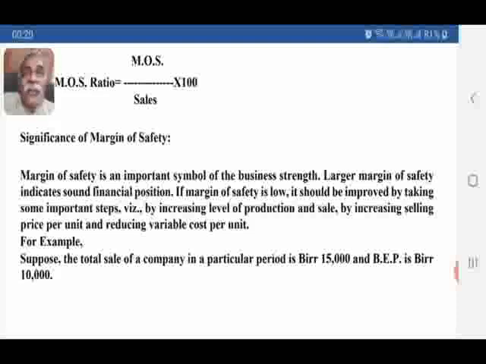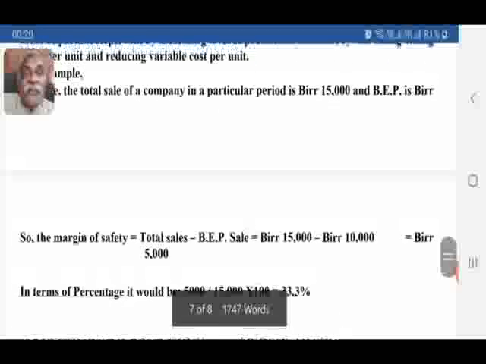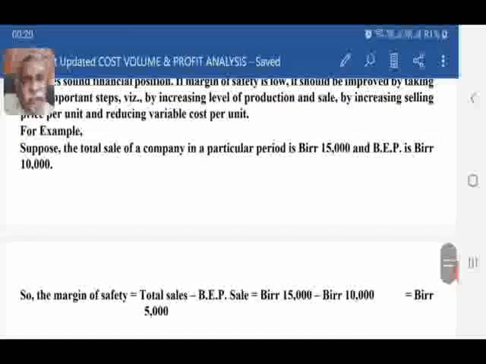So in this way we can, like if you take the example, suppose the total sale of a company in a particular period is 15,000 rupees and BEP, break-even point, is 10,000 rupees. So the margin of safety is how much? Total sale is 15,000 minus BEP sale is 10,000, so margin of safety is 5,000 rupees.